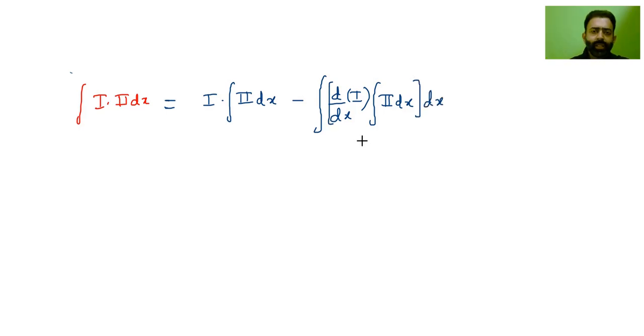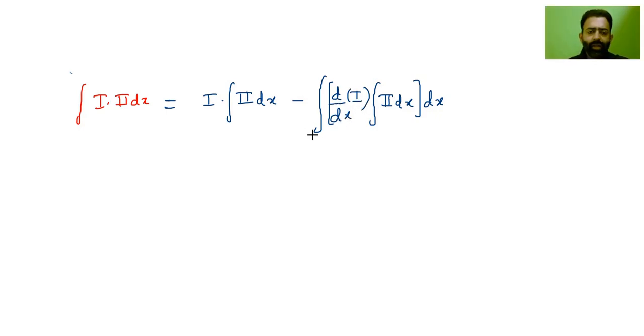Okay, so the formula is that you will write first function as it is, integrate the second function, minus, you have to first find out the derivative of first function, then integral of second function again, and then again integrate the product of these two, right?